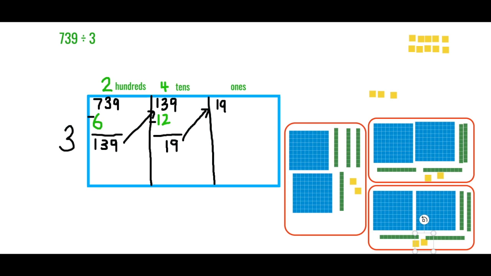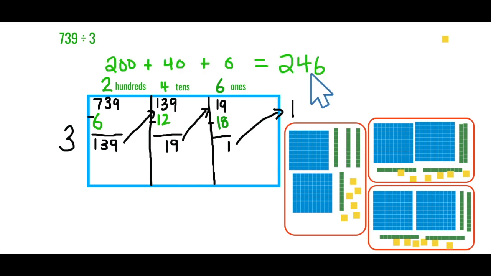Okay, so I gave 2 to each group. Let's try another 2. Okay, great, and then 2 more. And whoa, buddy, we need to stop because we only got 1 left over. So we see that each group was able to get 6. 6 times 3 is 18. 19 minus 18 is 1. And so when we throw that 1 out here, we see we're going to have a remainder of 1. So our answer is 246 with that remainder of 1.